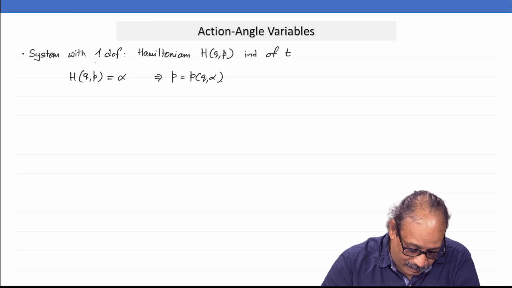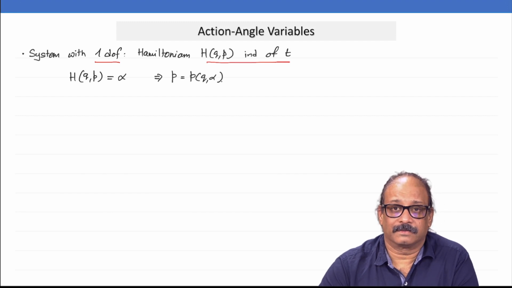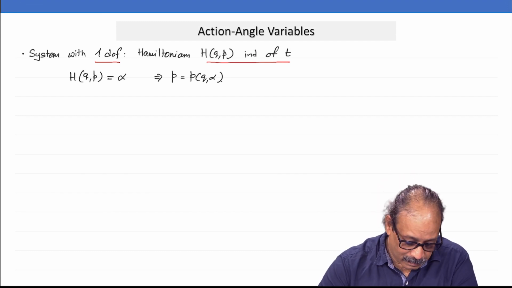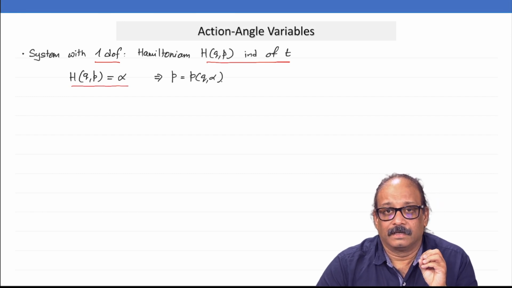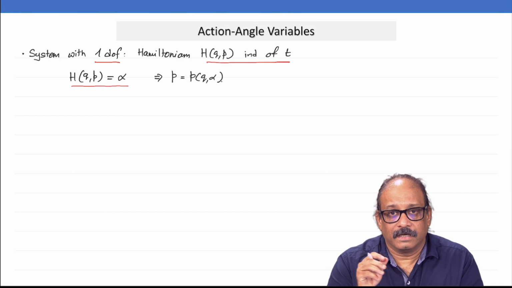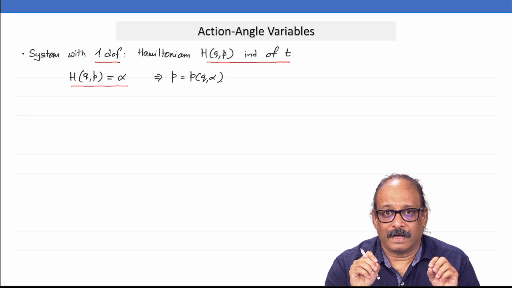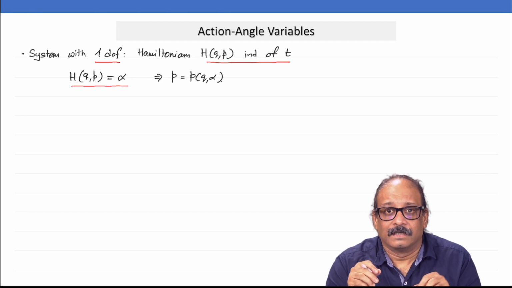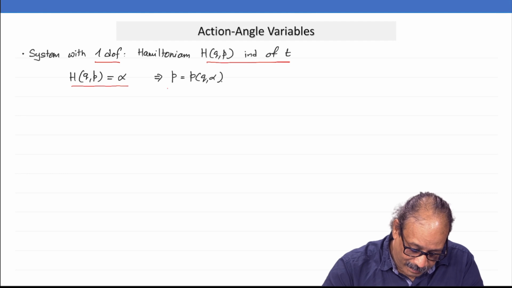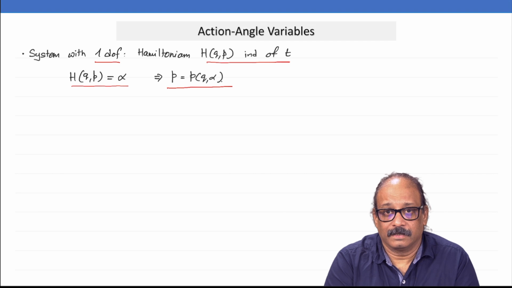Start with the Hamiltonian with 1 degree of freedom, and I will assume that the Hamiltonian is independent of time t. Then of course, H is a constant of motion, and I can set it equal to some constant alpha. Now, you see this is just an equation in p, q, and that is equal to alpha. Can I invert this? Yes. So, in fact, I can write p as a function of q and alpha. Okay.